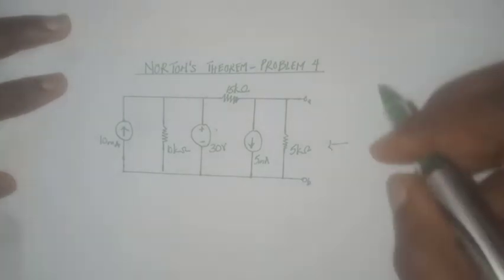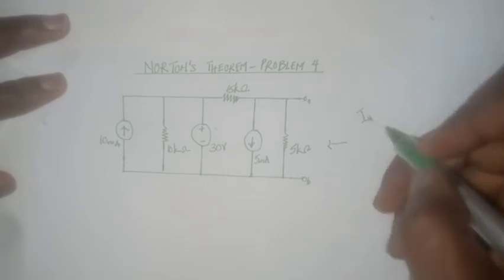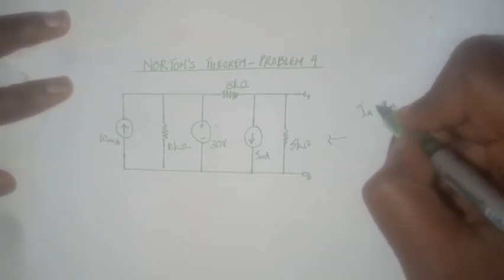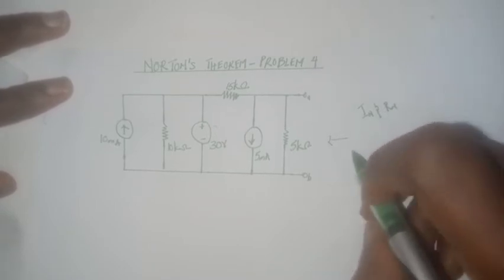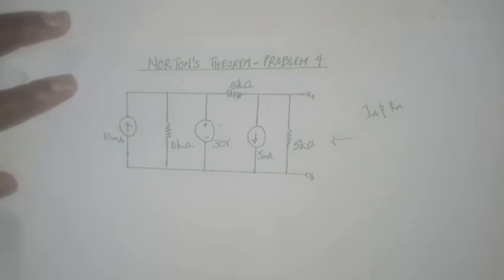And in order to do that, we need two components. We need I of n, that's the Norton current, and we need R of n, that is the equivalent resistance of the circuit when all the independent voltage sources have been turned off.